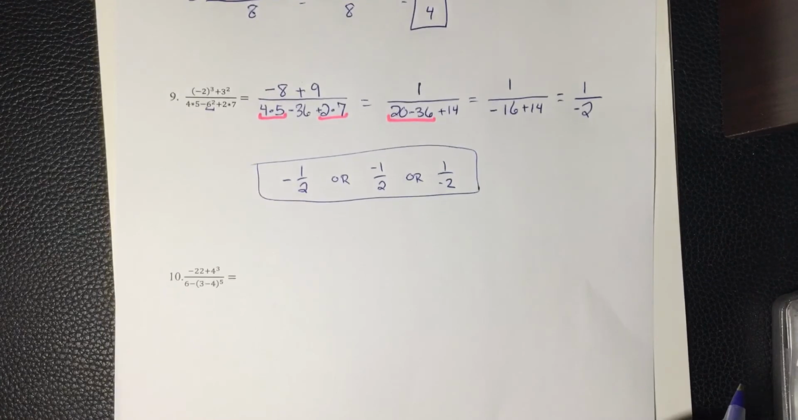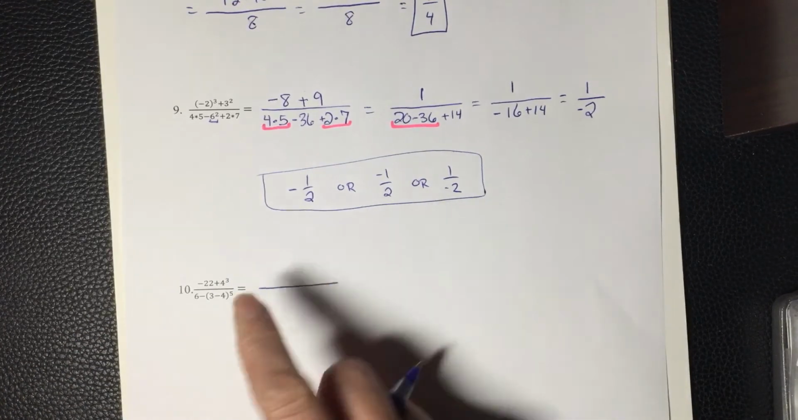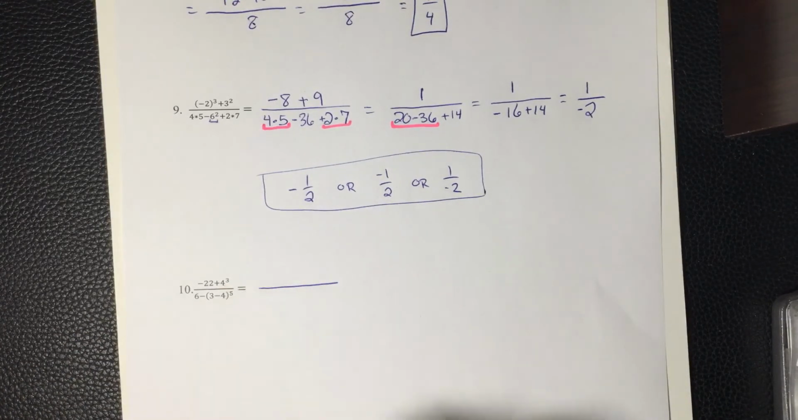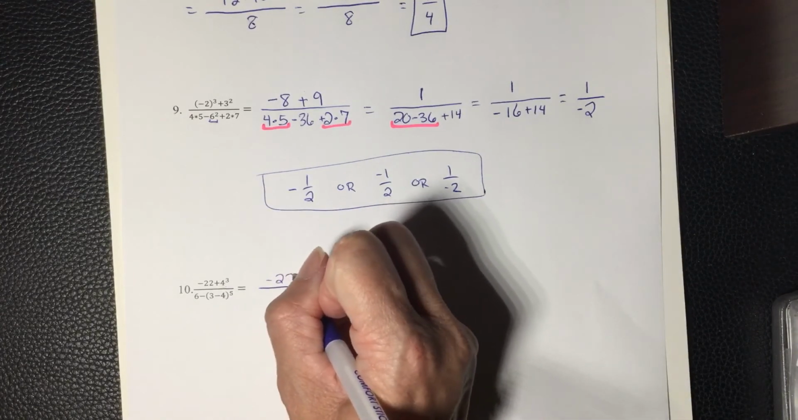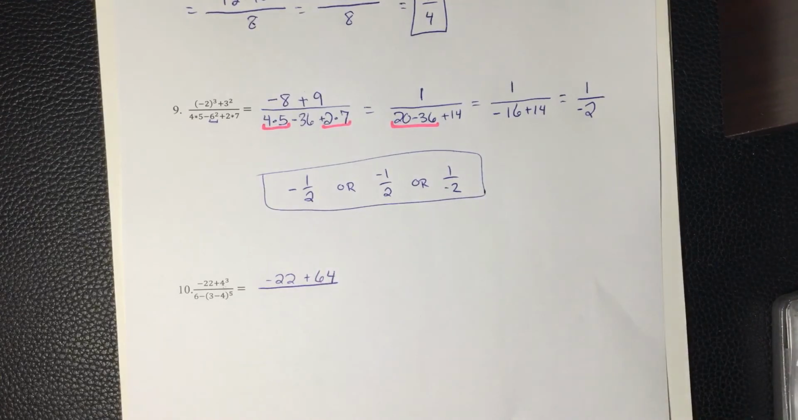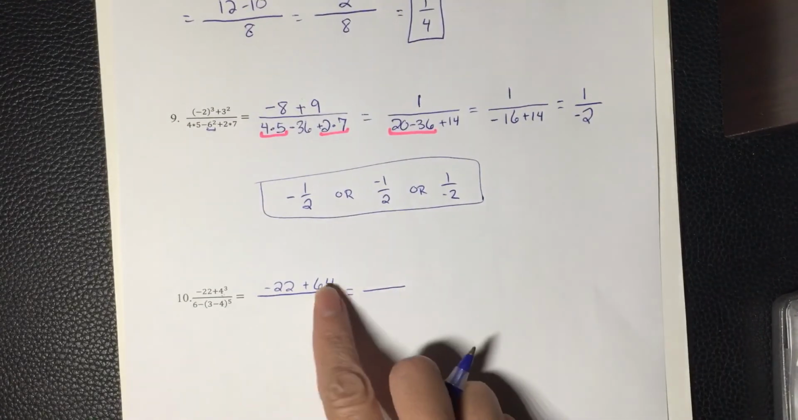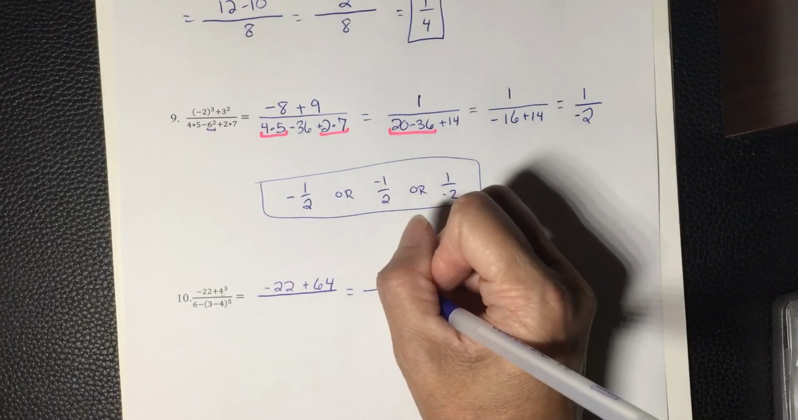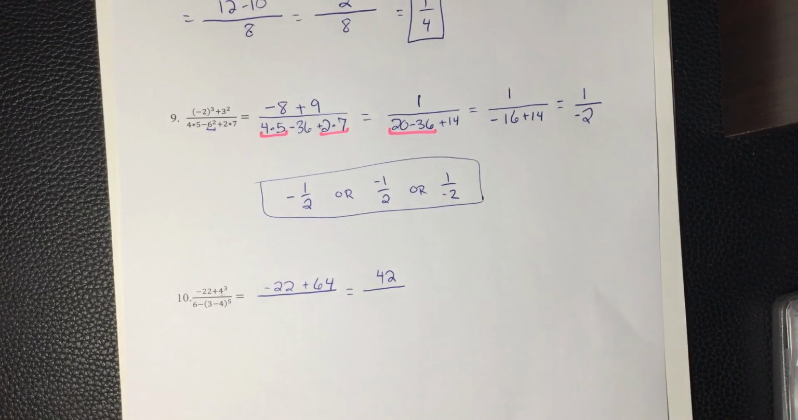All right, one more fraction, so let's start in the numerator again. So in the numerator, I don't see grouping symbols, so I'm going to start with this 4 to the third. So that will be 4 times 4 times 4. That would be 16 times 4, which is 64. So I get -22 plus 64. Those signs are different, so I would subtract. 64 minus 22 would be 42. 64 is bigger, so I keep the positive sign.